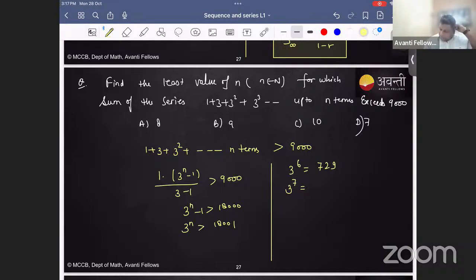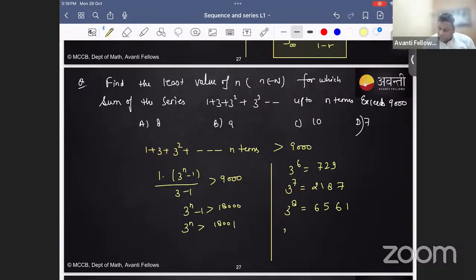729 into 3. So that would be 2187. Now 3 to the power 8 will be what? 3 to the power 8 will be 6,561. See, up to 8 terms, this sum is not exceeding 18,000.